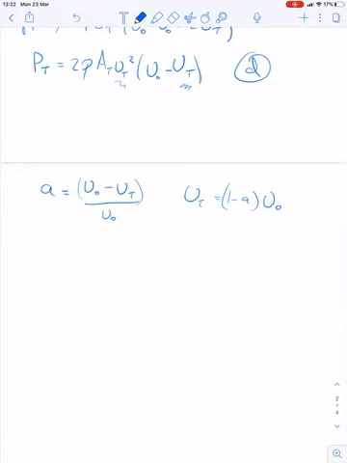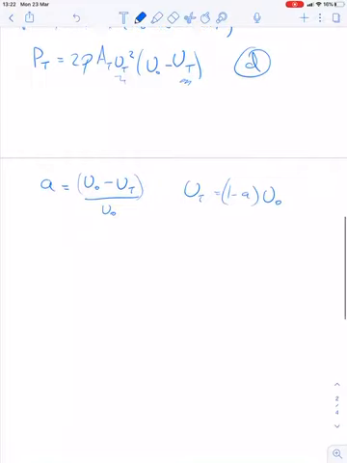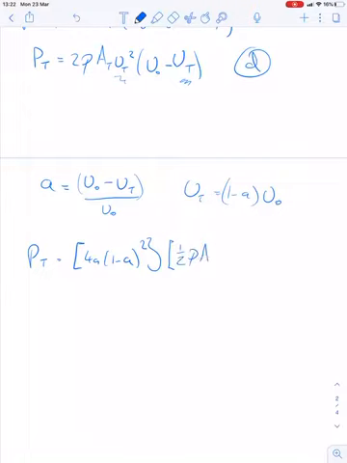So we put this into equation D, and we do a bit of rearrangement, and we end up with Pt equals 4A times (1 minus A) squared, and then times by half density A_T u naught cubed. Okay, so I've just plugged this into here for ut and rearranged the terms to get to this equation here.